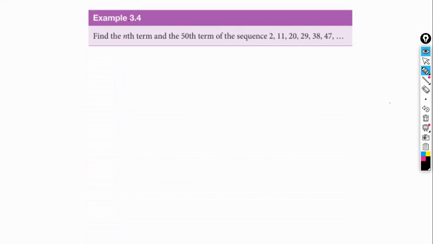So in example 3.4, they want us to find the nth term and the 50th term of the sequence 2, 11, 20, 29, 38, 47, etc. Let's remember that the formula for the nth term is a sub n equal to the first term plus the index minus 1 times the common difference. So what's the common difference? That's all we're missing here. Notice that it's increasing by 9, right? So 2 plus 9 is 11, 11 plus 9 is 20, etc.